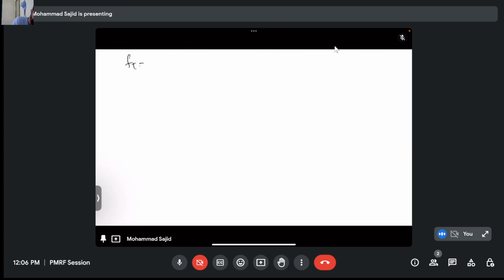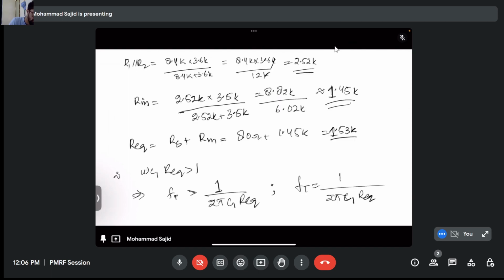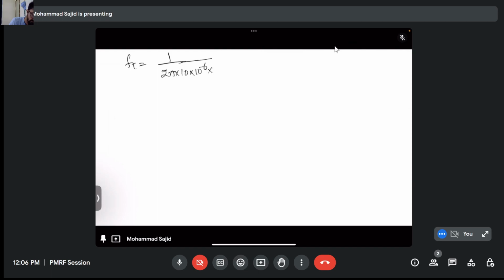So fL will be equal to 1 divided by 2 pi into 10 microfarad into our equivalent resistance, that is 1.53 kilo ohm. 10 to the power 3, so that is equivalent to 10 to the power 3 divided by 2 pi into 10 into 1.53. Let me just calculate it.